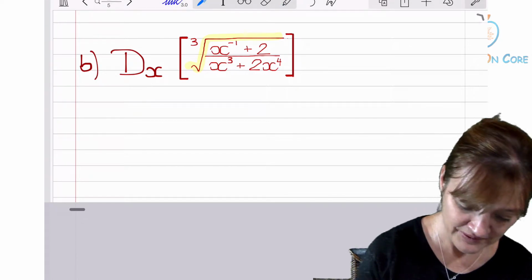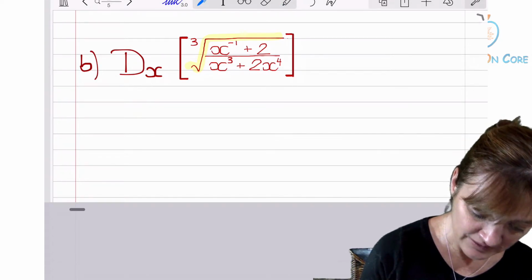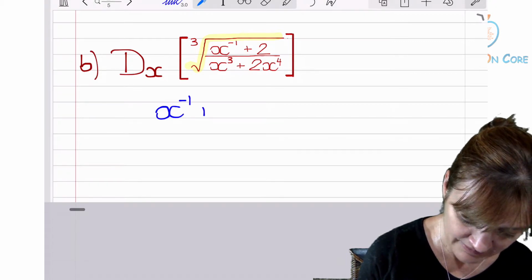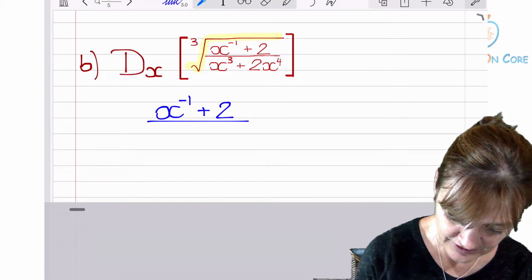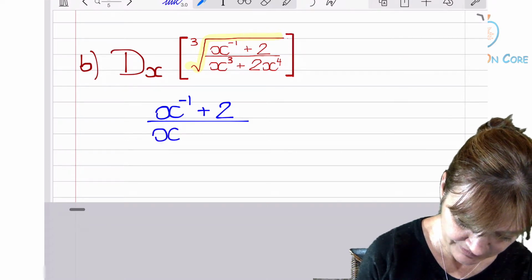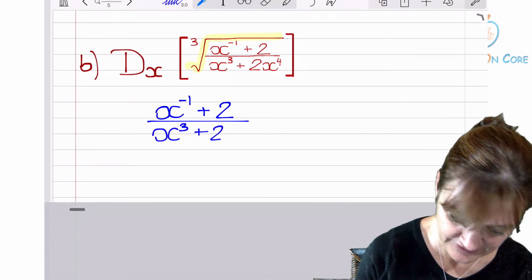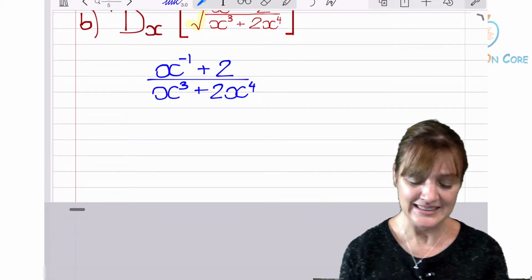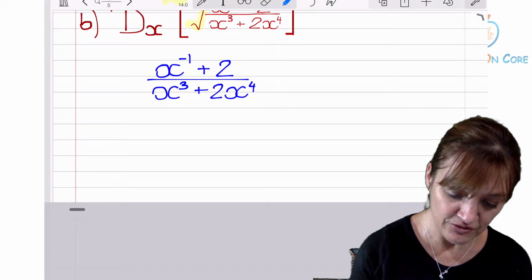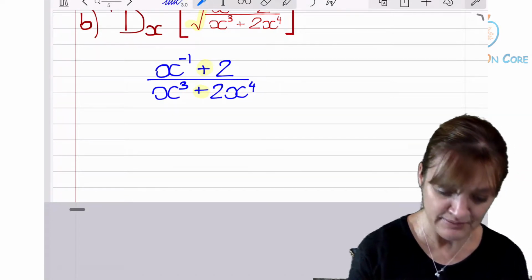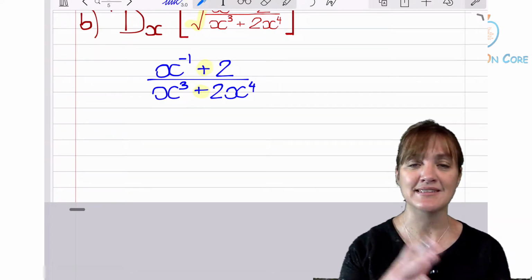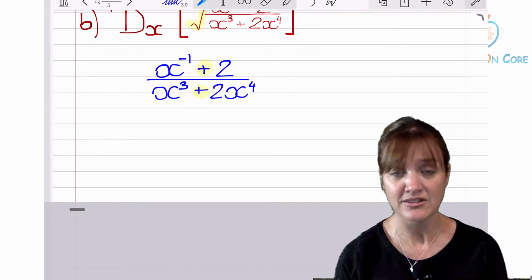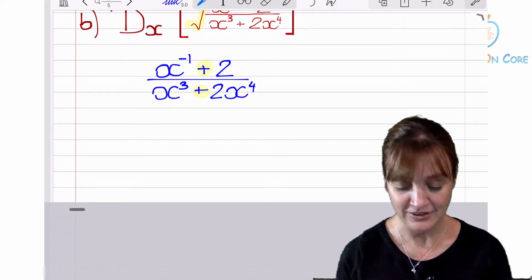So for now, let's just work with this. I've got x to the negative 1 plus 2 over x cubed plus 2x to the 4. I need to simplify this because otherwise I've got problems. Okay, x to the negative 1. Again, you've got this very frustrating plus separating your terms, which means that you are so limited. You cannot bring the x to the negative 1 down to the denominator. You can't do that, okay?